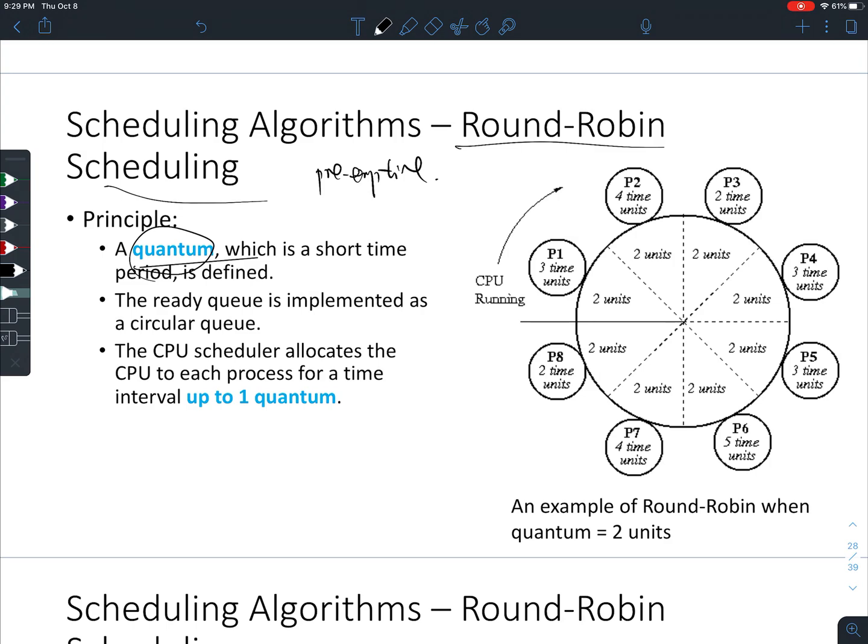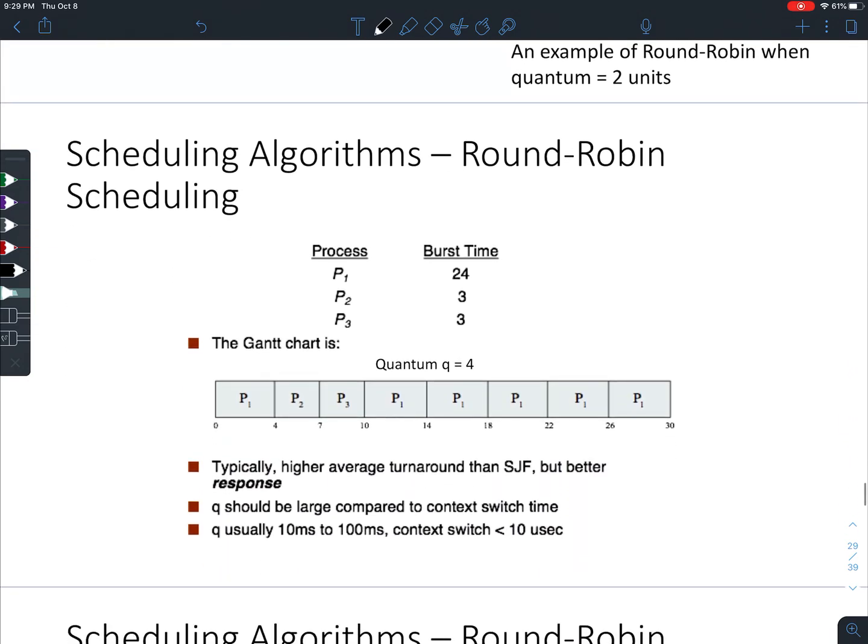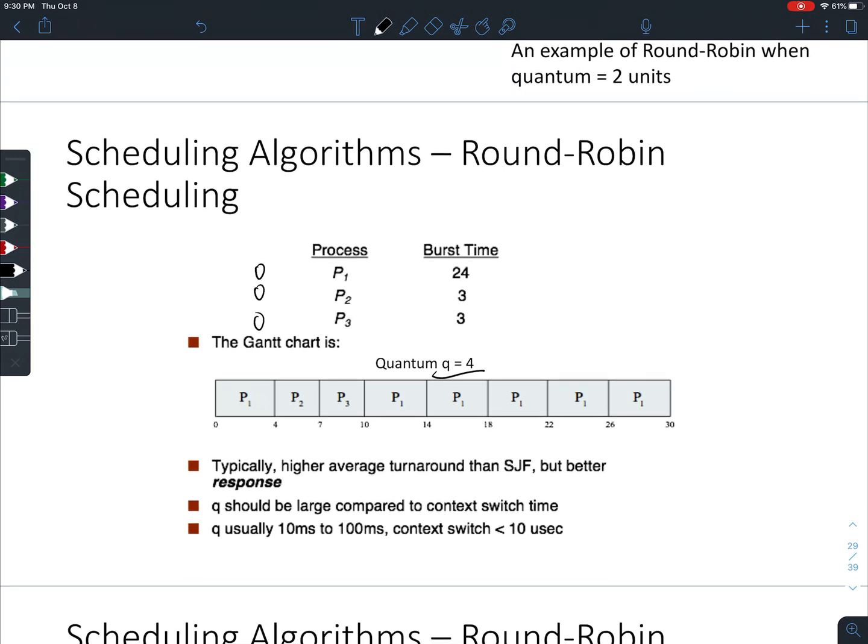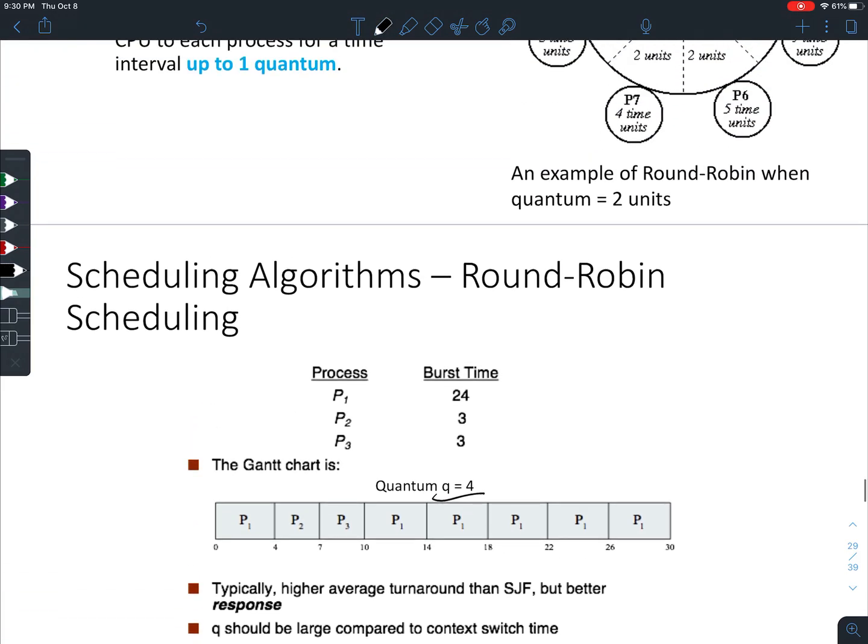So this is the idea. Again here we assume that we have three processes arriving at time 0, and their relative order is P1, P2, and P3. They have different CPU burst times of 24, 3, and 3. Assume that we are using a quantum size of 4 milliseconds. So when we allocate the CPU to a process, even though the process is not finished, it can only take up to 4 milliseconds and then give up the CPU.